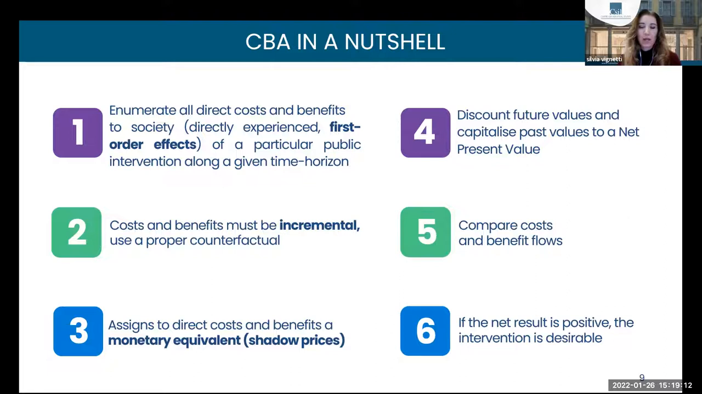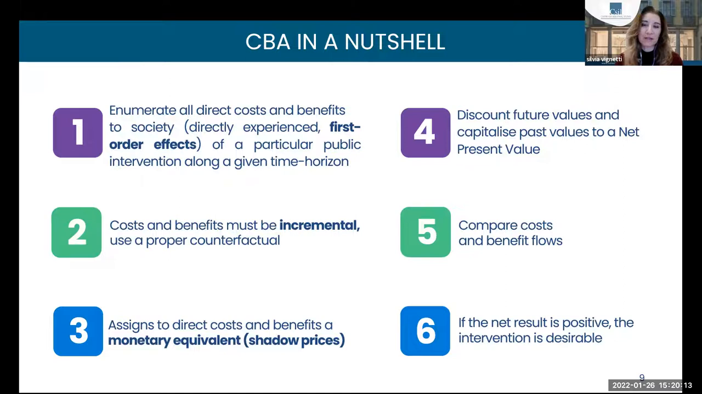Then the point is to assign direct costs and benefits a monetary equivalent, which means translating everything into a unique numeraire, a unique base value, because only in this way can you make a sound comparison of the magnitudes you are considering. Then you have to discount future value and capitalize past value, because you have to compress your long time horizon to a present value, since you are taking your decision now. In this way, you can compare the costs and benefits, and if the net result is positive, the intervention is desirable. Put this way, it may sound easy and quick, which is not really the case when you go into the core of the exercise, which is, I would say, point three: to have a monetary equivalent for all the direct effects that you observe.